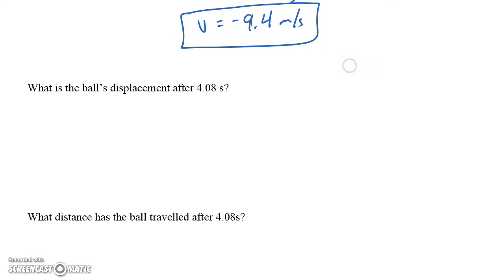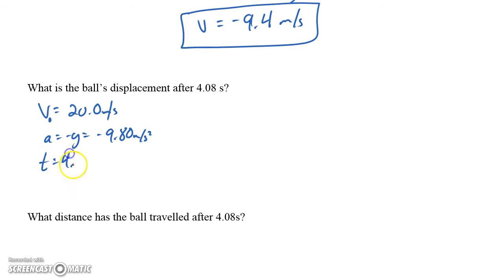What is the ball's velocity after 4.08 seconds? Okay, so I'll just rewrite the givens here quickly. v naught is 20.0 meters per second. a is negative g, which is negative 9.80 meters per second squared.